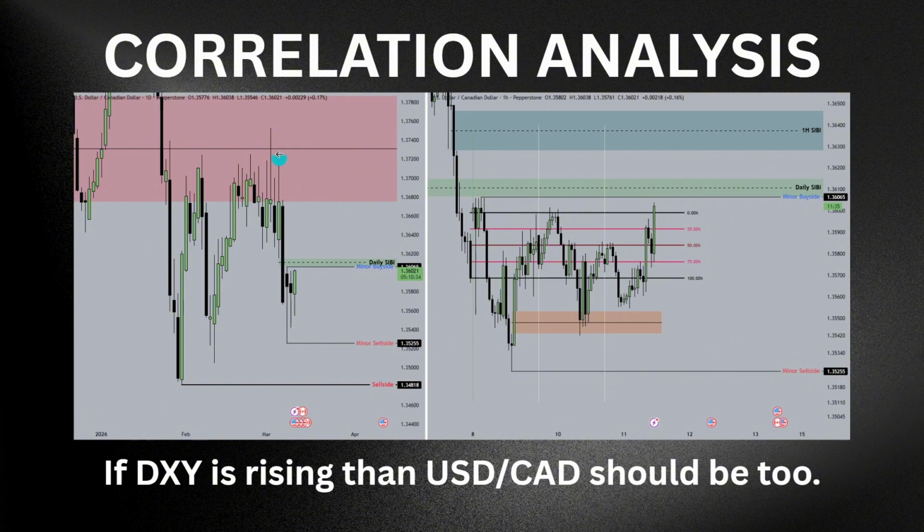But as we've taken this high, displaced lower, and kept running off lower, rather than just continuing to go down to these lows, look at this, we've created this displacement right here, so I want to see a retracement up into this daily SIBI. So that is my draw, taking this minor buy side.